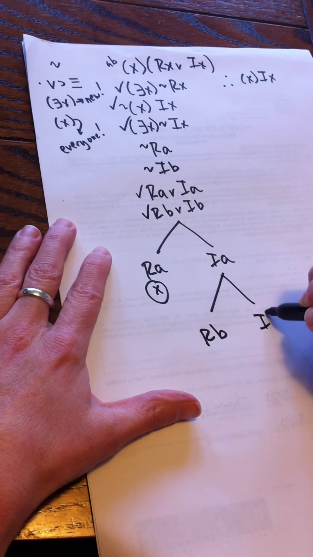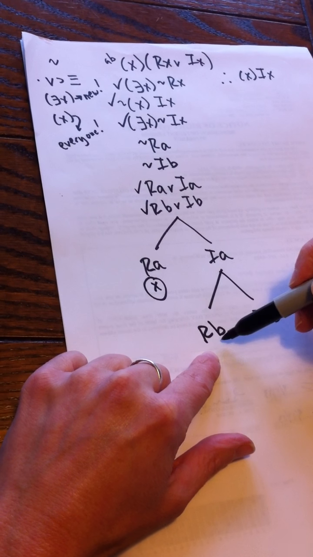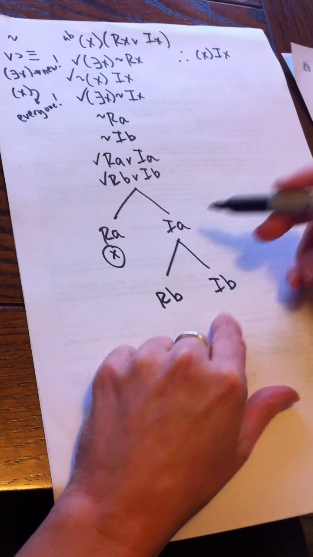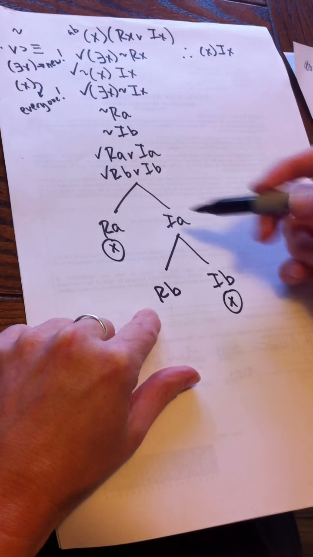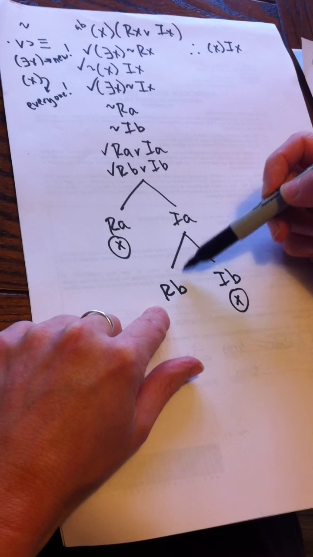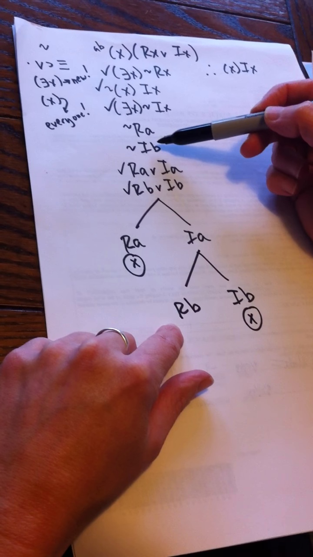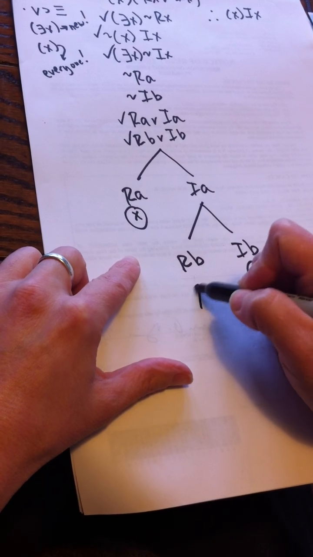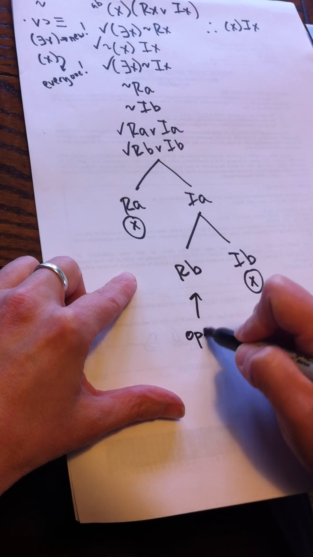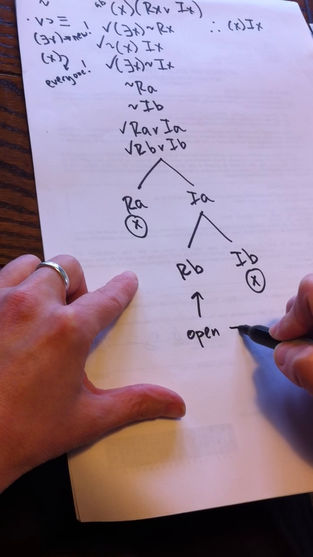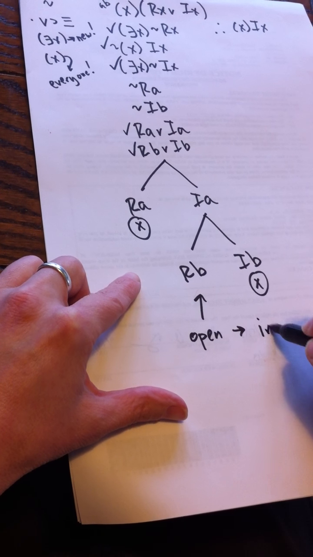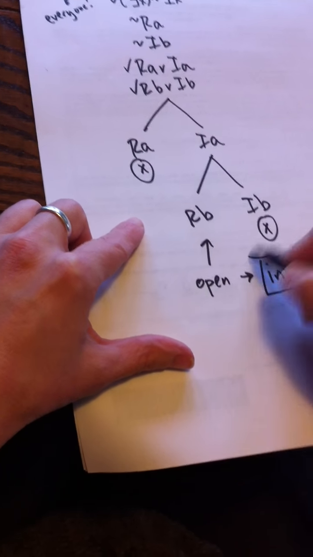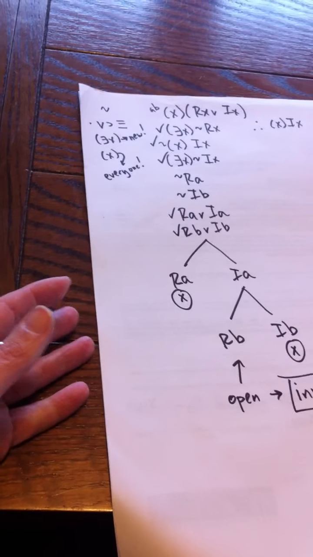RB, IB. We'll start here, IB, tilde IB, so there I get my contradiction that closes the path. RB, IA, tilde IB, tilde RA. That path is not going to close. I have no contradiction. Whenever it doesn't close, it is invalid, which is what we suspected just reading it off.